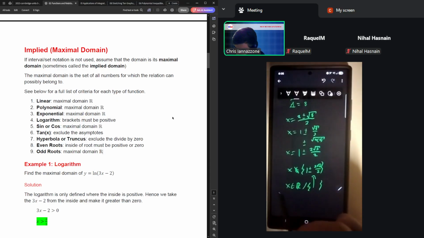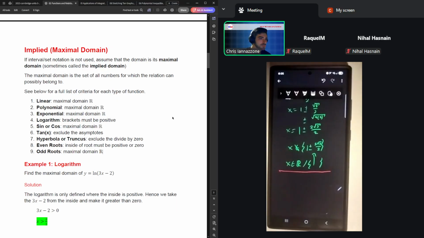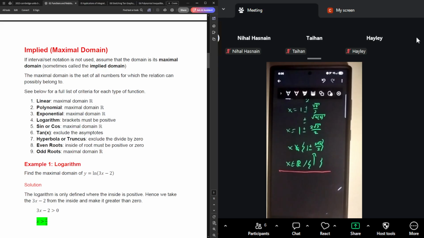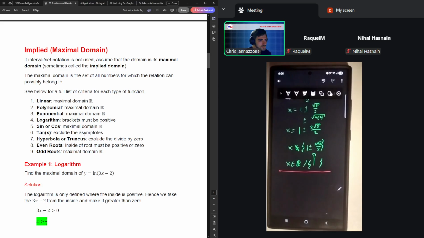Shall we practice any more questions like this, or should we move on to the, what is it? The apps of integration. One more? Yeah, let's do it.